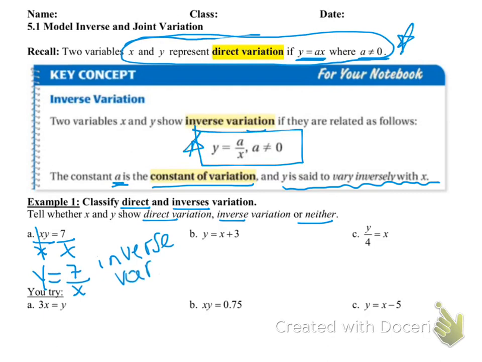All right. In b, it's already in the y equals ax form, but it has this plus 3. There's nothing in direct variation that has addition. There's nothing in inverse variation that has an addition. So this one is neither.